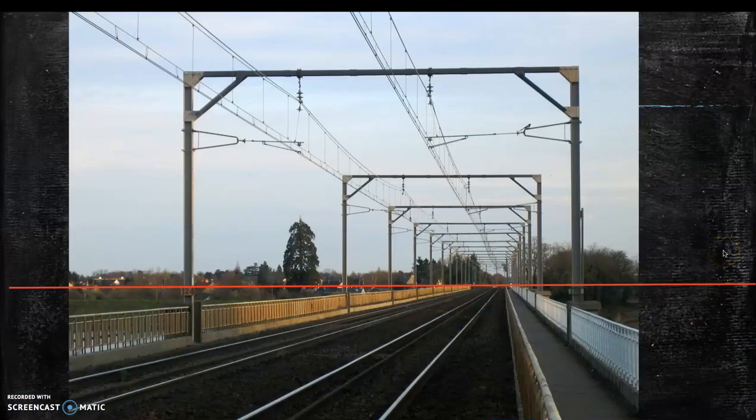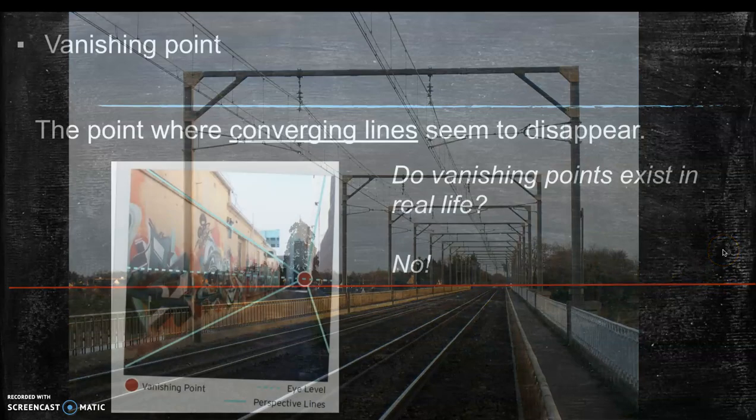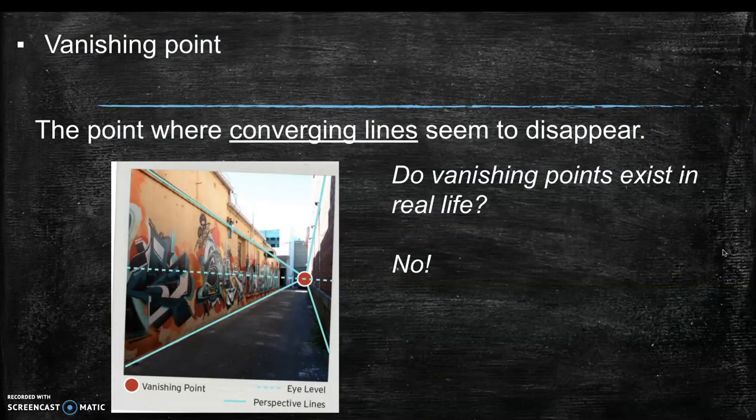Here's that photograph of the train tracks. So according to all the other areas that I understand in this photo, this is the horizon line, right? According to the person that took this photo, that was their eye level. The next part is vanishing points. This is the point where converging lines seem to disappear. Do vanishing points exist in real life? No, they don't. We don't walk around seeing them. But when we use them in linear perspective, it helps us create the illusion of 3D with these buildings and architectural features that we'd be drawing.